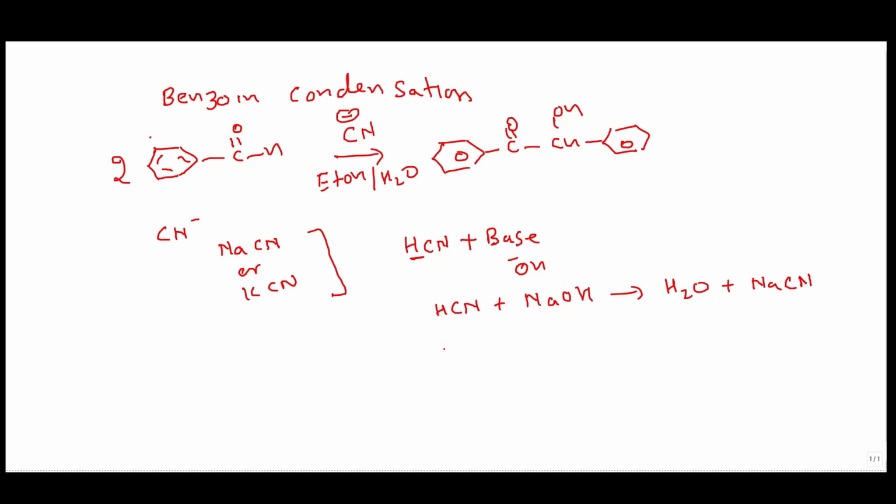Now if you are using excess of NaOH, you know NaOH produces OH minus. OH minus is a nucleophile. The reaction uses cyanide ion as nucleophile. So if both nucleophiles are present, then OH minus may compete with cyanide ion. The reaction is not catalyzed by OH minus because cyanide ion has its own advantages.